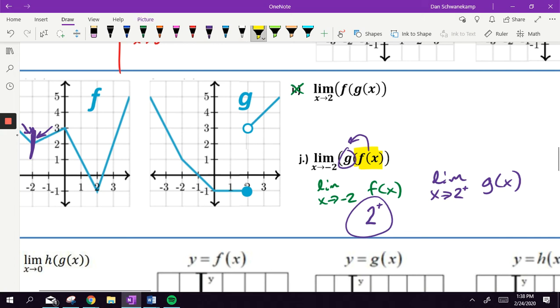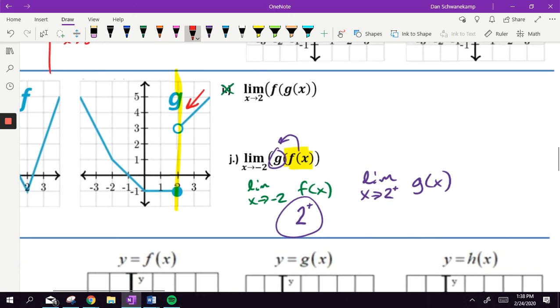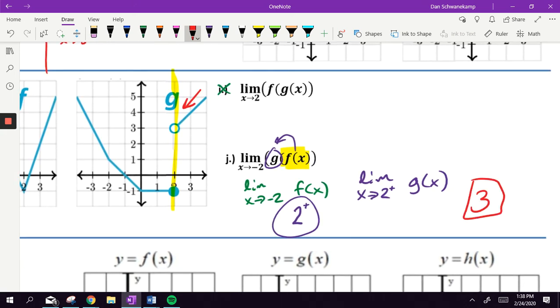So here's 2. I'm doing g of x. I only want to approach it from the right side. So if I approach it from the right side, what number am I getting closer and closer to? 3. It is a function composition. The answer to one directly affects the other one.